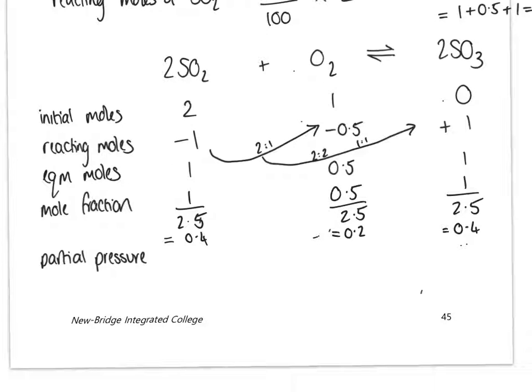What did we say partial pressure is equal to? Mole fraction times the total pressure. I don't know what the total pressure is. I want to work out the total pressure, so I represent it just by a capital P, or P total if you want. So the partial pressure of sulfur dioxide is going to be 0.4 P.